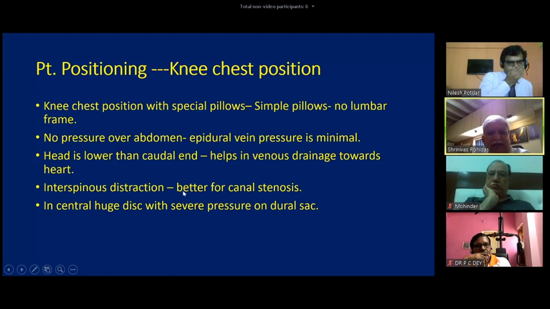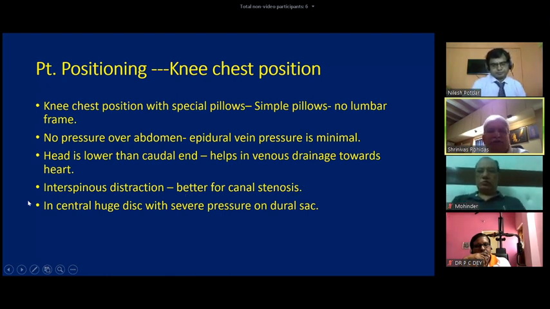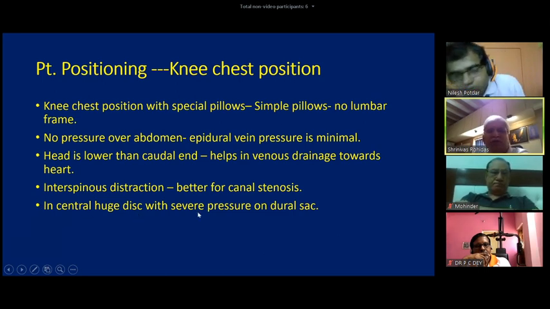There is intraspinous distraction. It is better for canal stenosis, but this knee chest position can have a problem in a central huge disc where there is severe pressure on the dural sac. But we can take it as an advantage. You decompress more so that you are able to retract the tissue nicely.